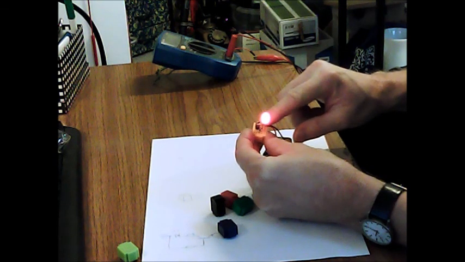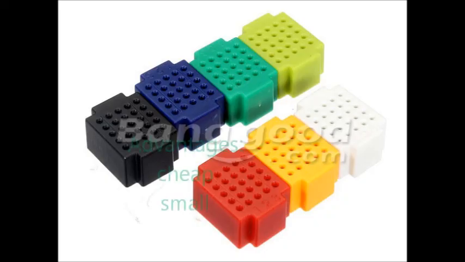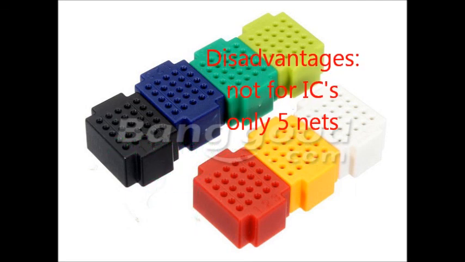So this is what you can do with a nice little tiny breadboard like this one from Banggood. It's cheap and it's small. It's not suitable for integrated circuits and has only 5 nets.